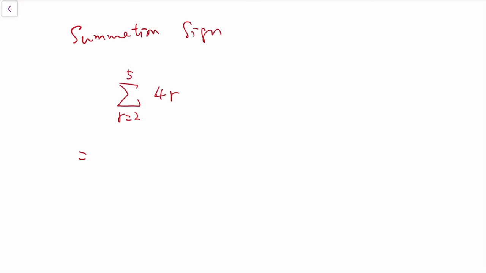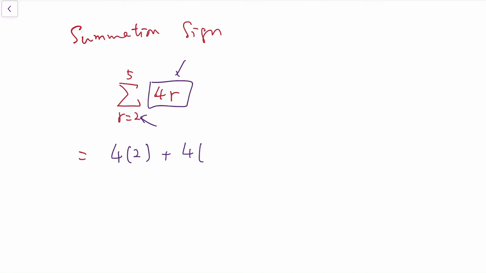Alright, it's called the summation sign because you're supposed to add stuff up. What do you add? You add the thing inside the summation sign. So the first term that you're adding is 4r, except r is not r. r starts with the number at the bottom. So in this case, start with 2, and then you add plus 4 times r again, but this time r takes the next value.